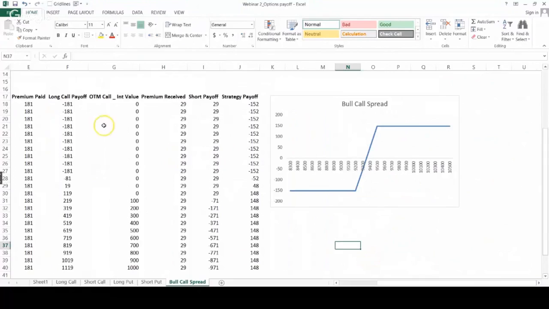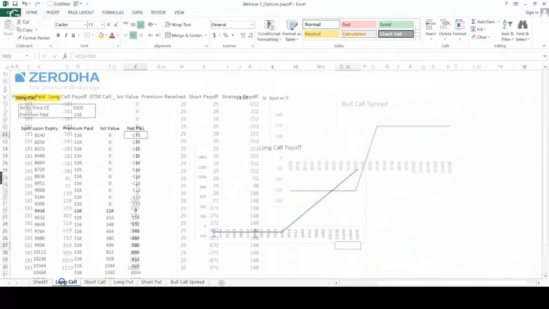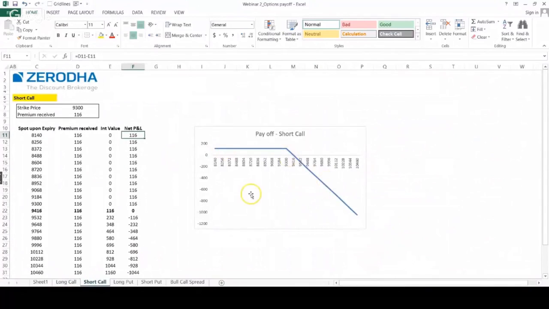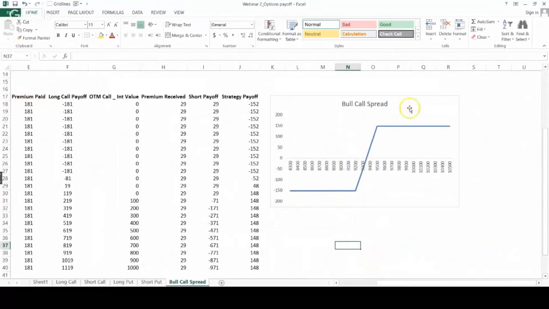Each option on its own, for example, the long call gives us this kind of payoff and a short call gives us this kind of payoff. But when you combine them as a strategy, it gives us this payoff, right? So what this suggests is that the losses are restricted. It is capped. As you can see, it is restricted to 152 here.